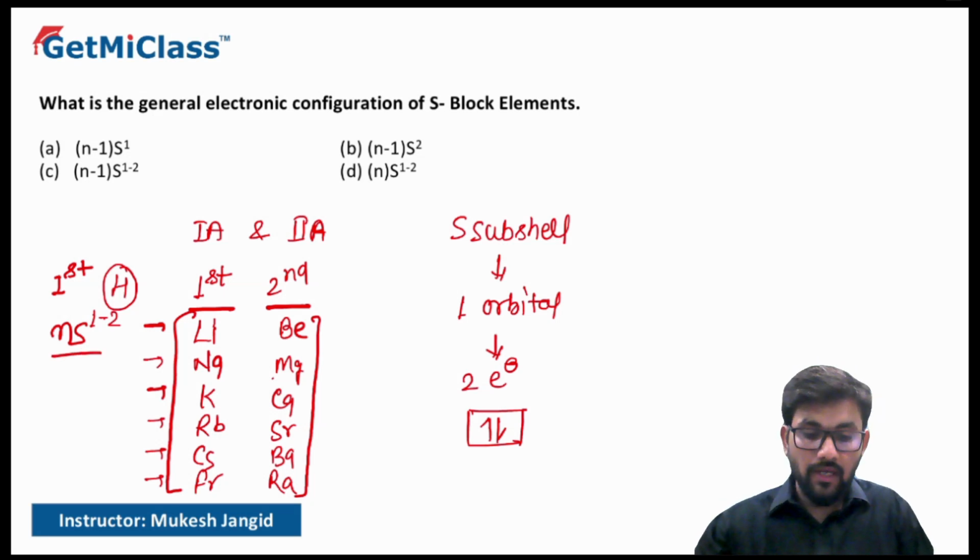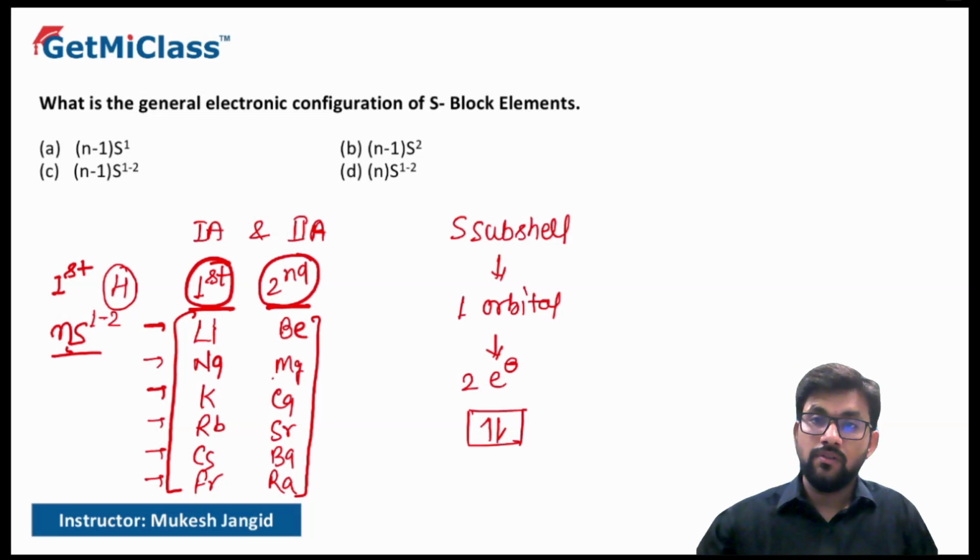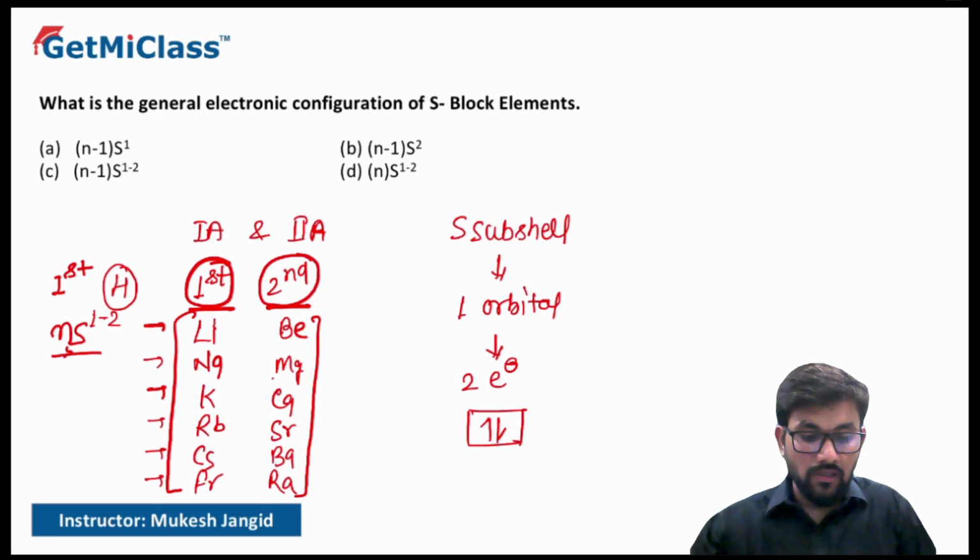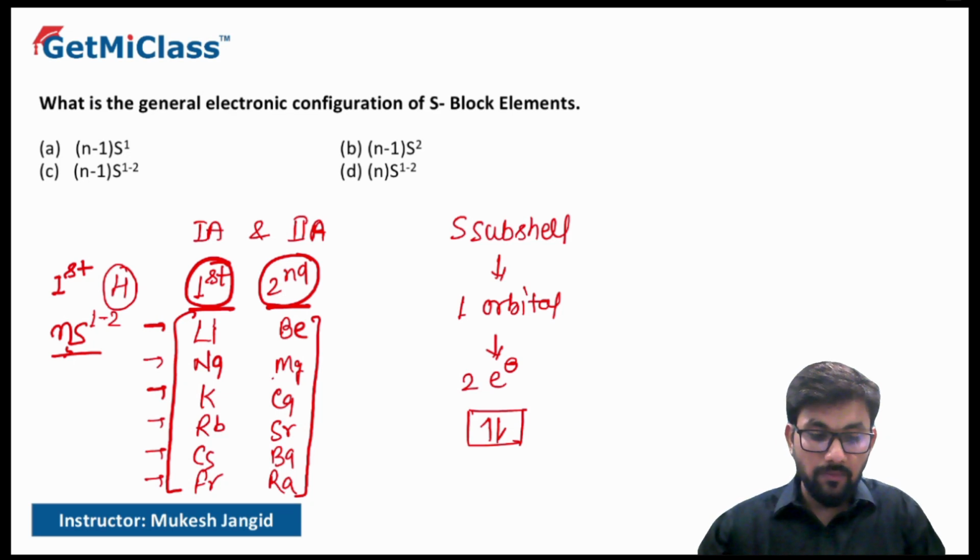So S block elements can have a configuration of ns1 or ns2. ns1 is for the first group, ns2 is for the second group. So the general configuration of the S block elements will be ns1 to 2. So the correct option will be option D.